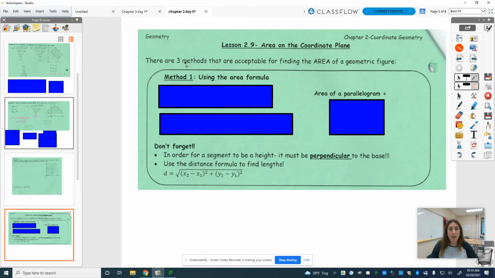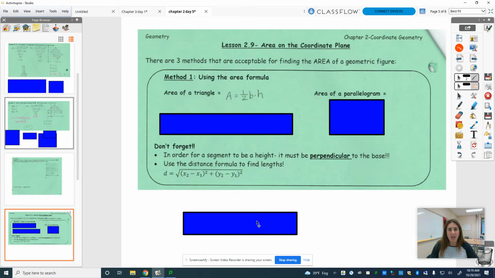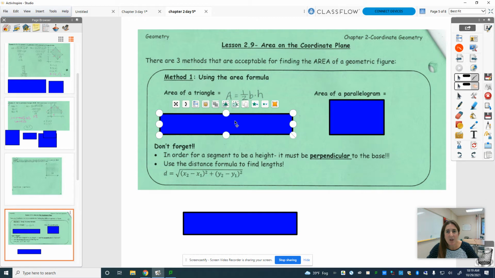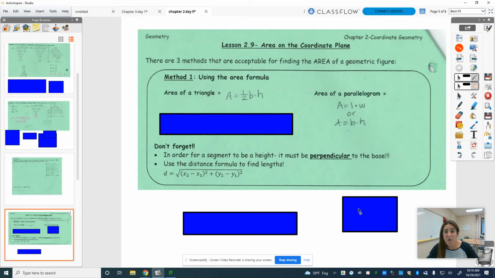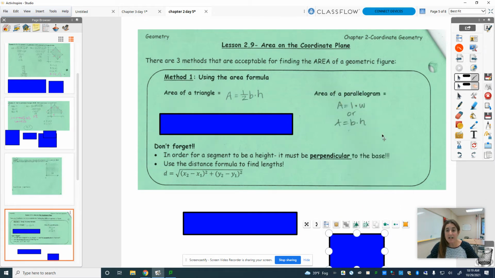Okay, we're going to use 3 methods. Method 1 requires some formulas. Area of a triangle, 1/2 base times height. Hopefully you guys know that. That's been on a couple CRs already. We got our area of a triangle. Area of any 4-sided figure, whether it's a square, rectangle, parallelogram, is length times width or base times height.